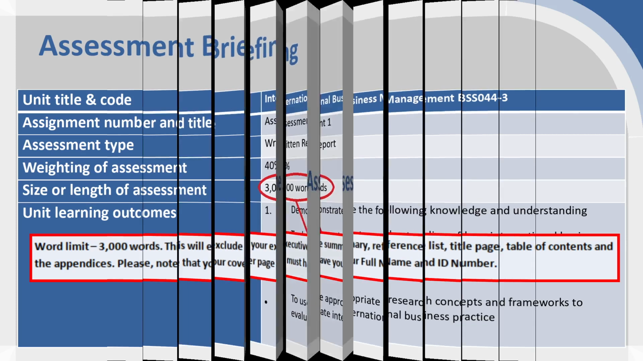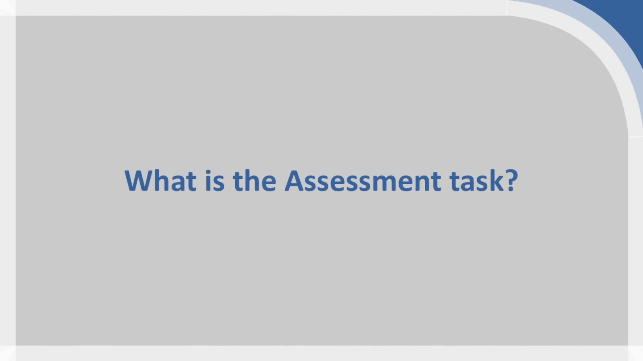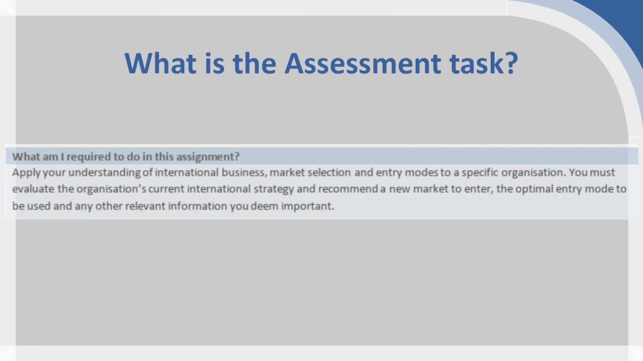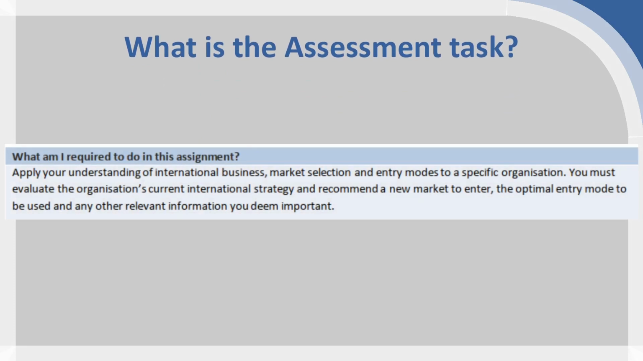So if we get started with the first of our 5 sections about the assessment task itself. If we again look at the assessment brief, you are being asked to apply your understanding of international business, market selection and entry modes to a specific organization. You must evaluate the organization's current international strategy and recommend a new market to enter, along with the optimal entry mode to use in entering that market, and any other relevant information that you deem important.